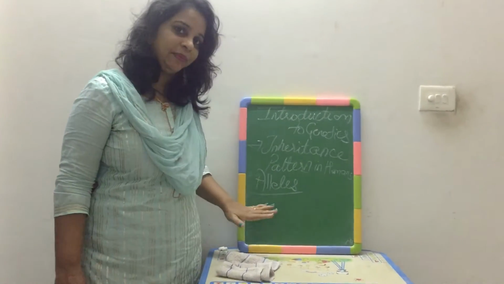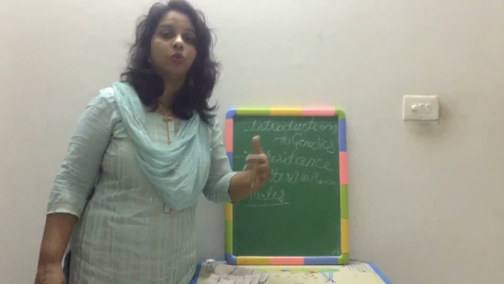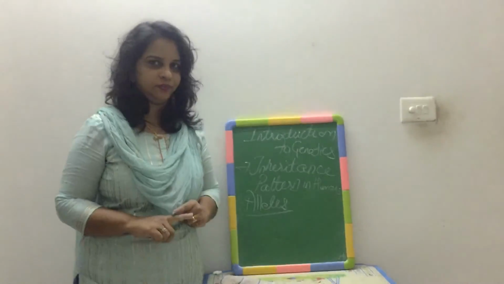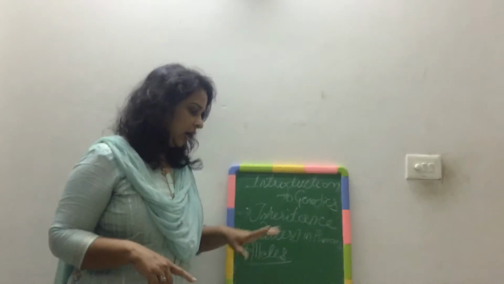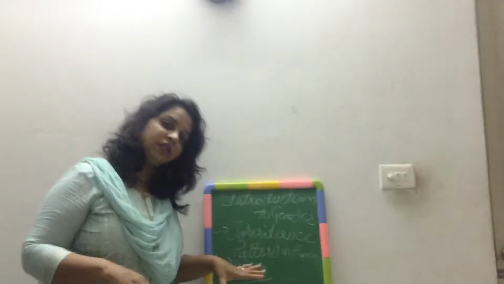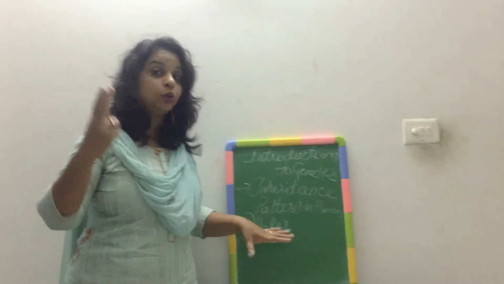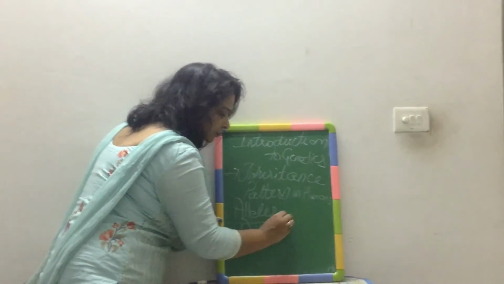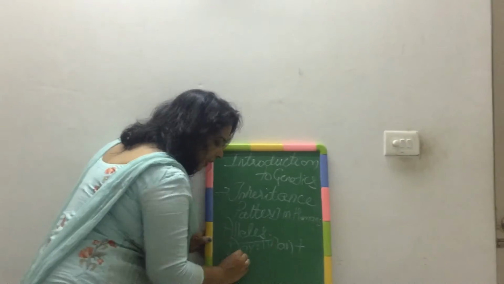What is the first type? The individual can roll the tongue. The second individual cannot roll the tongue. I hope you have understood what an allele is. Based on this concept, there are two types of alleles: dominant and recessive.